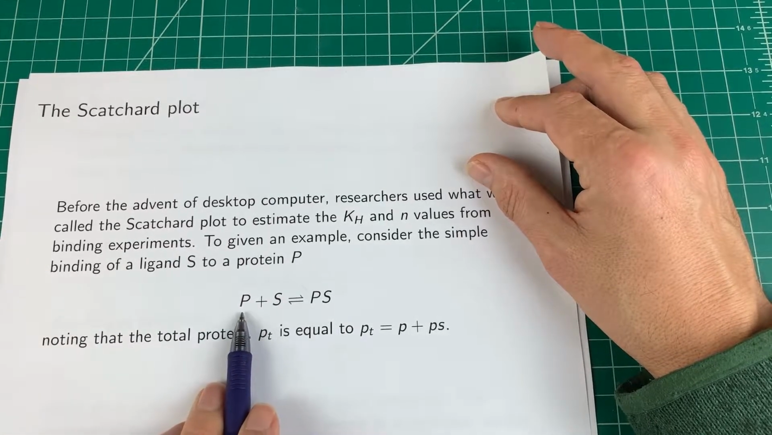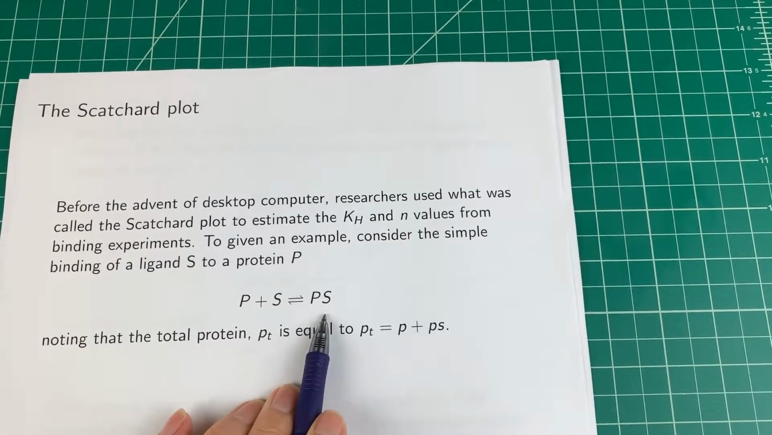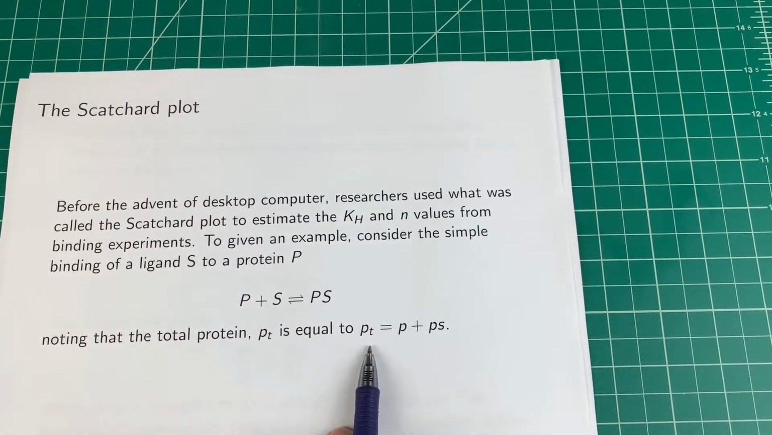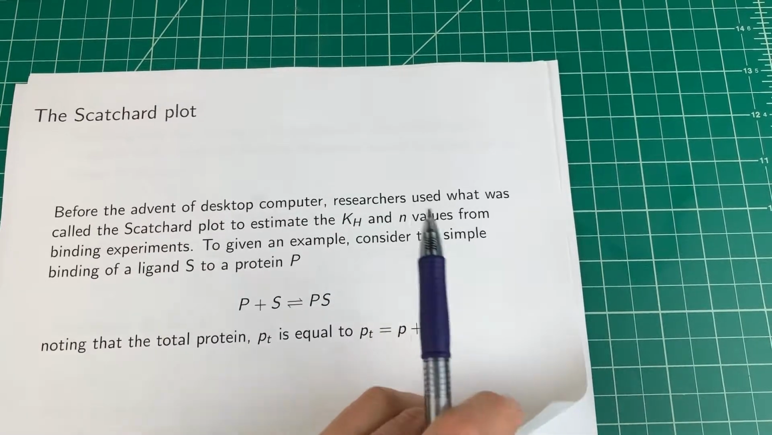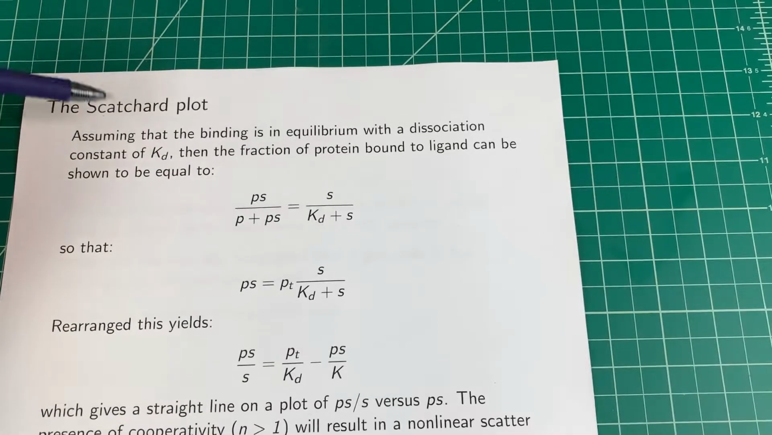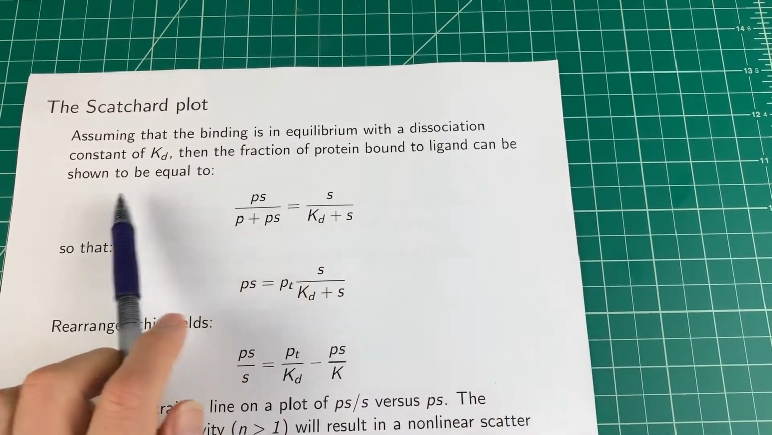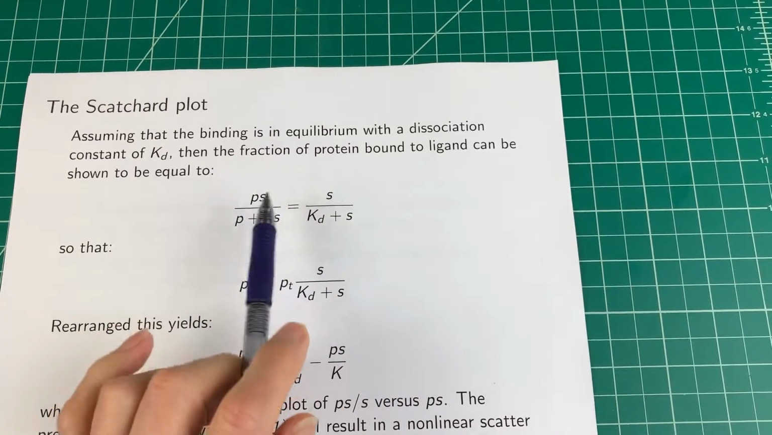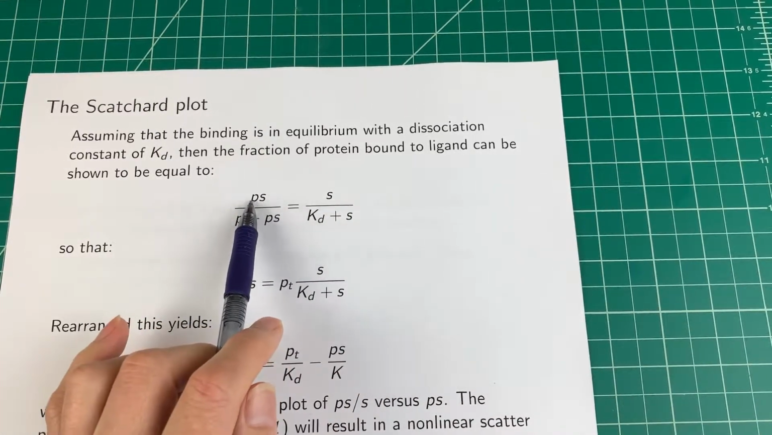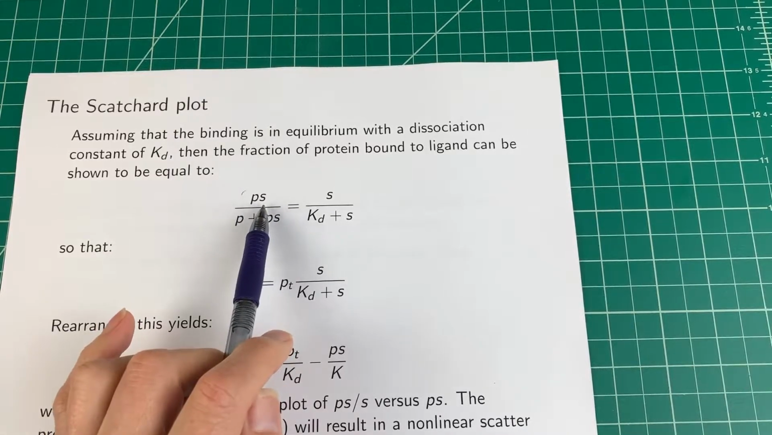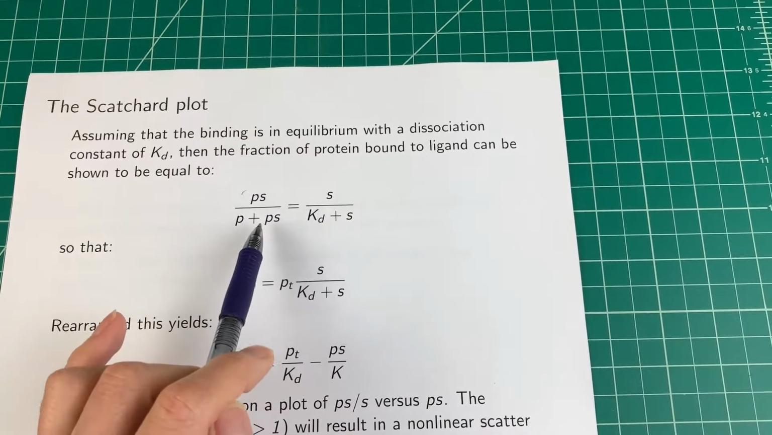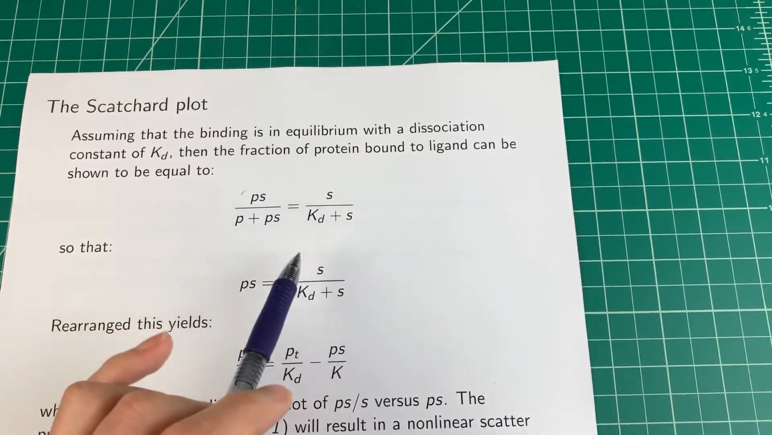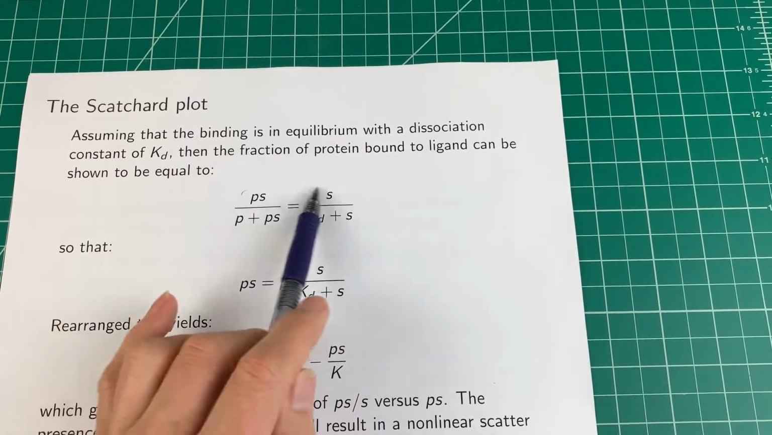Let's say we have a protein that binds a ligand S to give a protein-ligand complex. We note that the total amount of protein is the free protein plus the protein complex. If you assume that the binding is in equilibrium with a dissociation constant Kd, then the fraction of protein bound to ligand can be shown to be equal to this. We've seen this derived many times. This is the complex form, and this is the total. So that's the fraction of protein that's in complex form, and when you do the algebra, it turns into this.